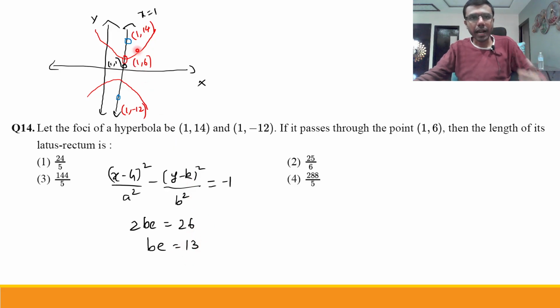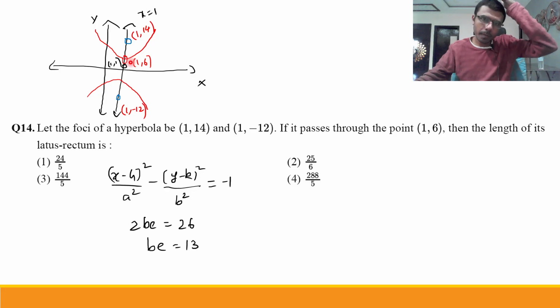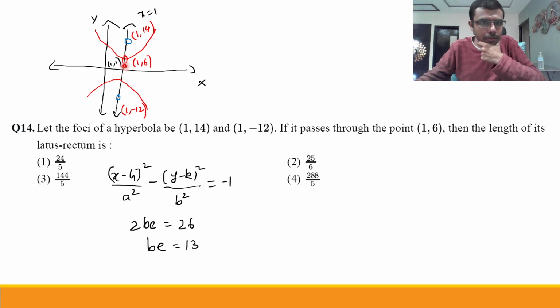B is 13. And what would be the distance between the center and any of the foci? The center, the black one, (1, 1). No, let me take this. The distance between the center and this vertex, the point where the hyperbola meets, that would be nothing but b, this distance. It didn't come out good. If I were to zoom this section a little, see.